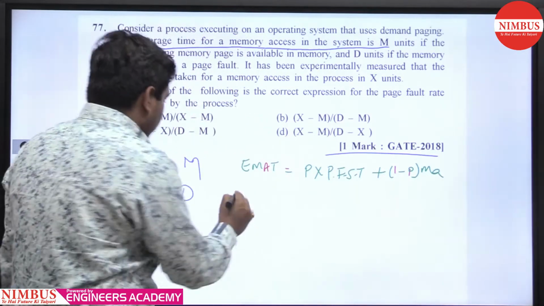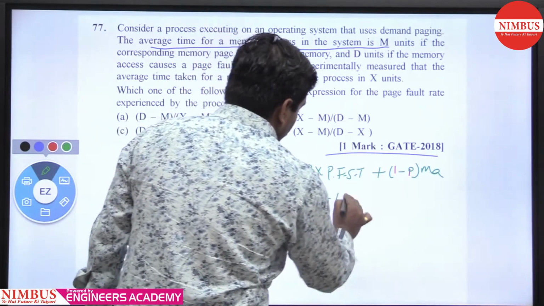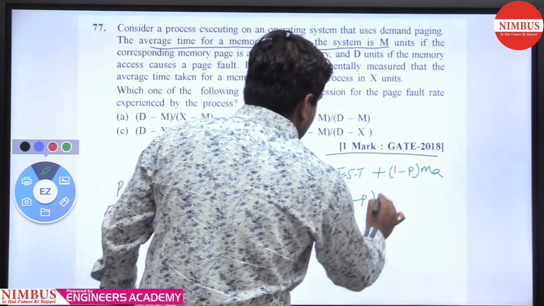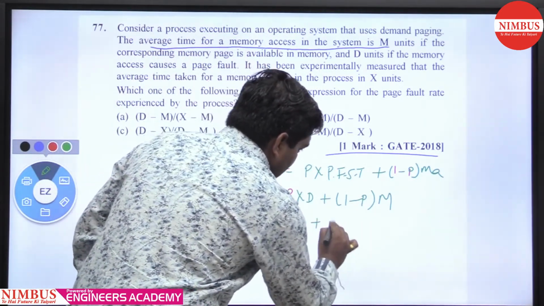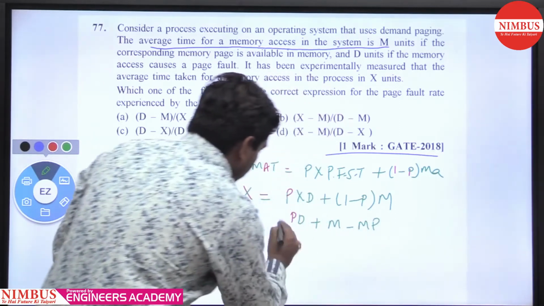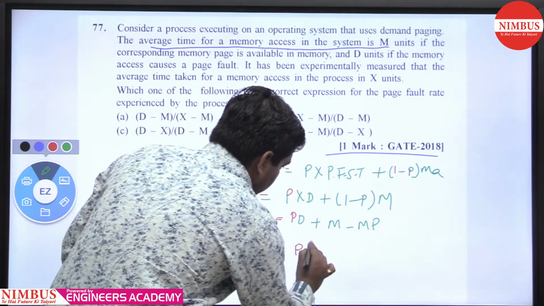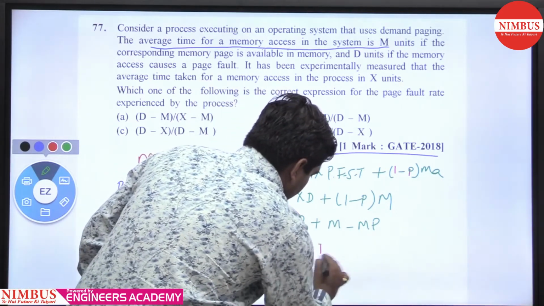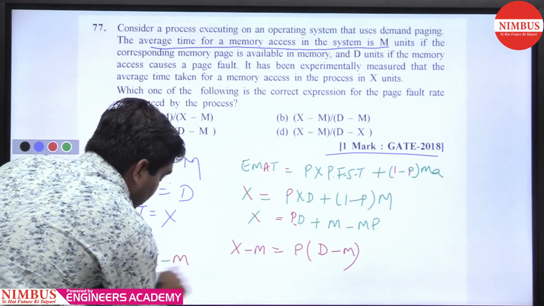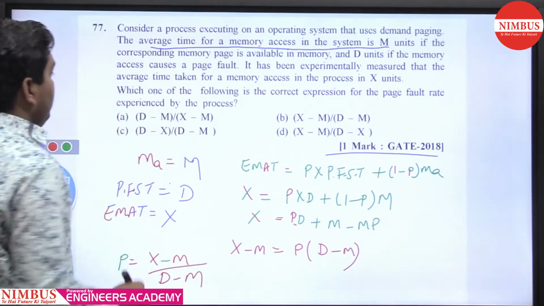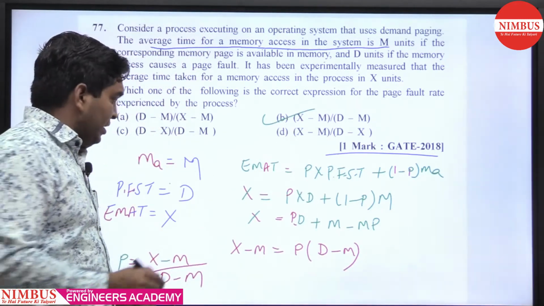Is that clear? So effective memory access time is given as X, P is not given, P into D plus (1 minus P) into M. So he is asking about the P. So PD plus M minus MP equals X. So X minus M, you can take P common, P into (D minus M). So what is the page fault rate? X minus M upon D minus M. X minus M upon D minus M. B is the right answer. Are you getting my point?